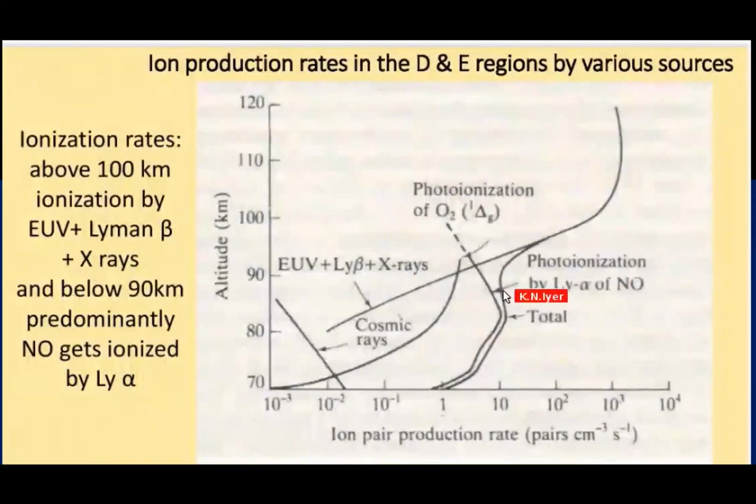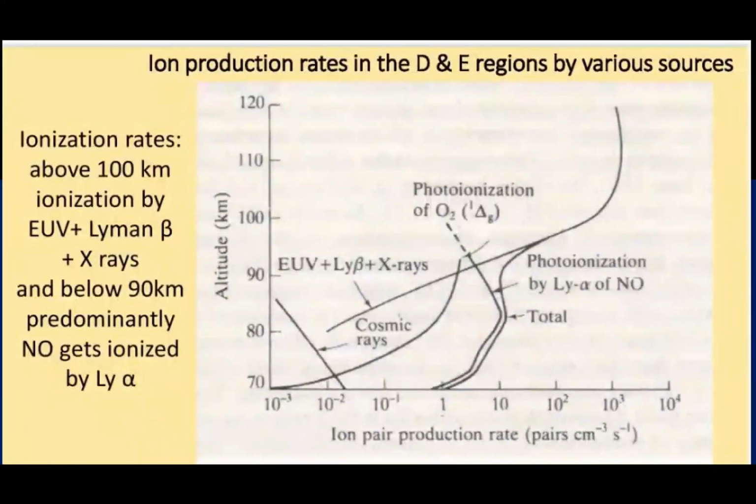So the important point here to note is this last curve shows the total or sum of all these production rates. If we look at the total curve, then we see that below about 90 kilometer, it is this curve which is contributing to the total, that is photoionization of nitric oxide by Lyman alpha. And above about 100 kilometer, the ionization by EUV plus Lyman beta plus X-rays, that is this curve, is contributing to the total. So thus, the different height ranges have different contributions from different sources.